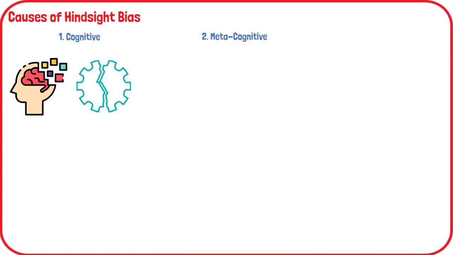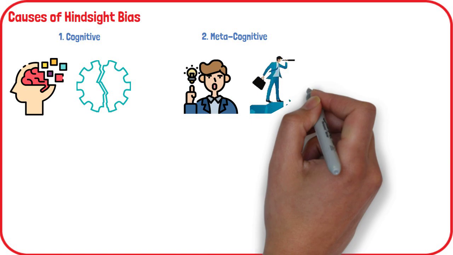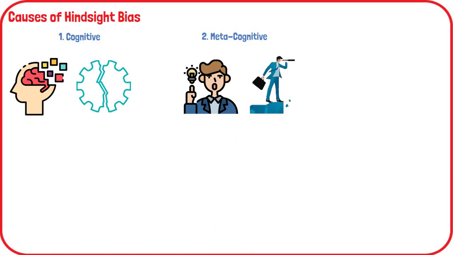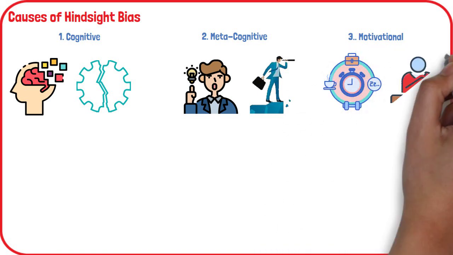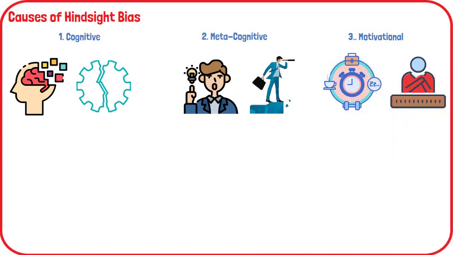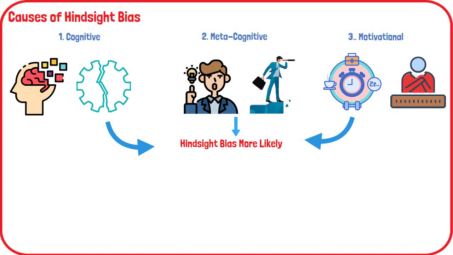Metacognitive. When people can easily understand how or why an event happened, that event can seem like it was easily foreseeable. Motivational. People like to think of the world as a predictable place. Believing an outcome was inevitable can be comforting for some people. When all three of these factors occur readily in a situation, the hindsight bias is more likely to occur.